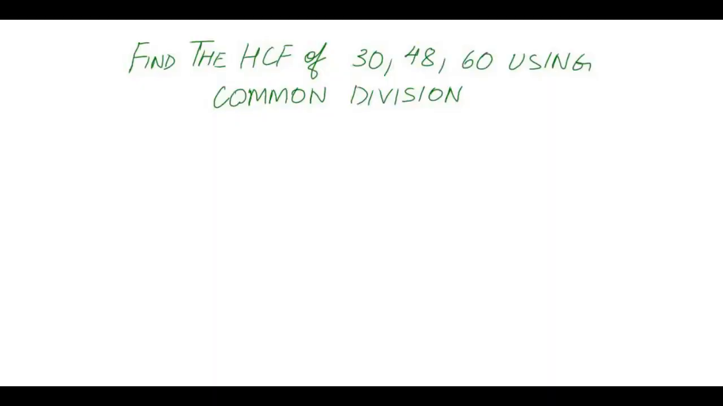So now we will see how we can find the HCF of 3 numbers using common division. So your question is, find the HCF of 30, 48 and 60 using common division. So the method is exactly the same that you use to find the HCF of 2 numbers by using common division. So first you just write the numbers side by side. So that's 30, 48 and 60. And now you think of a number which can divide all 3 of them. Okay, that's the key. It should divide all 3 of them.